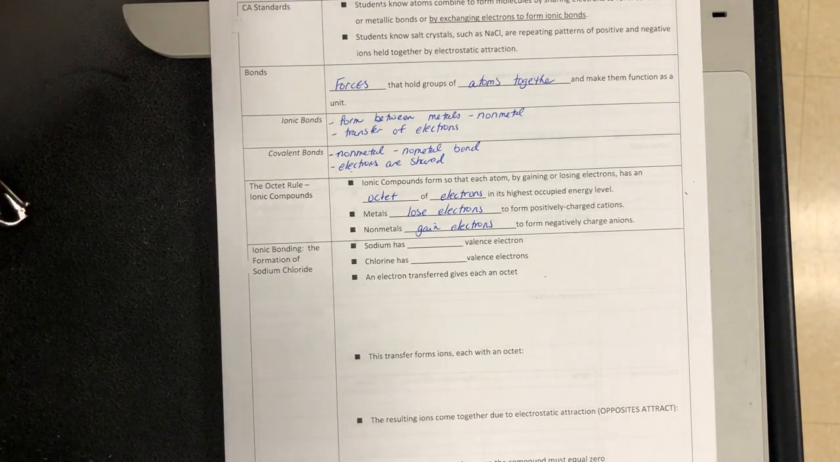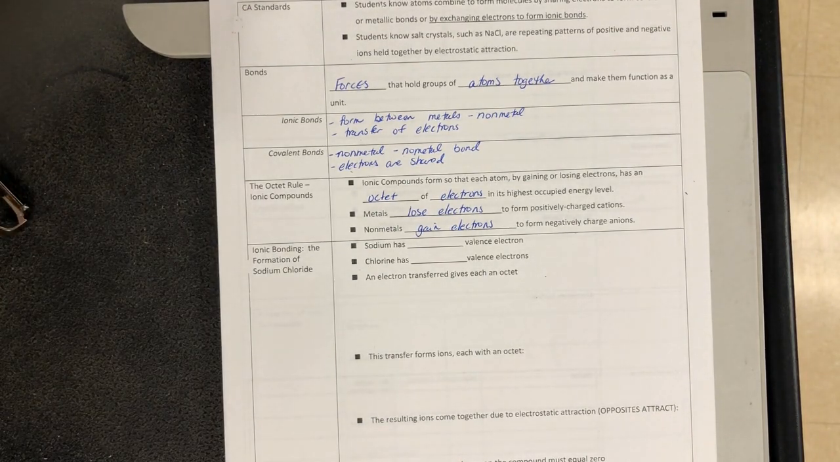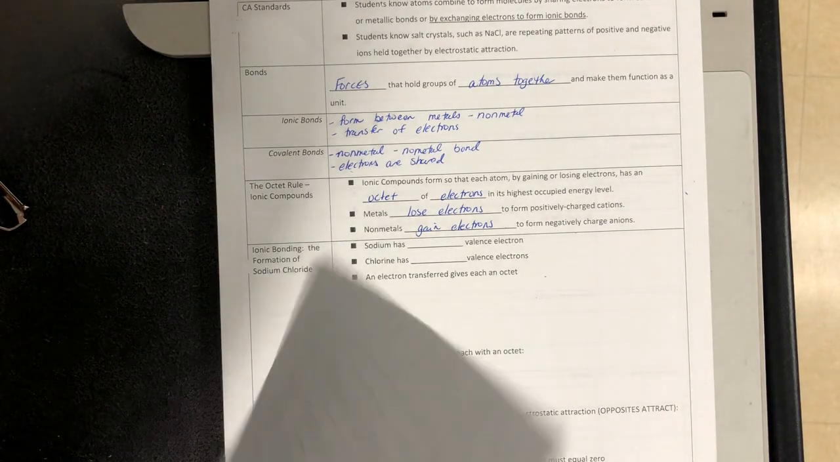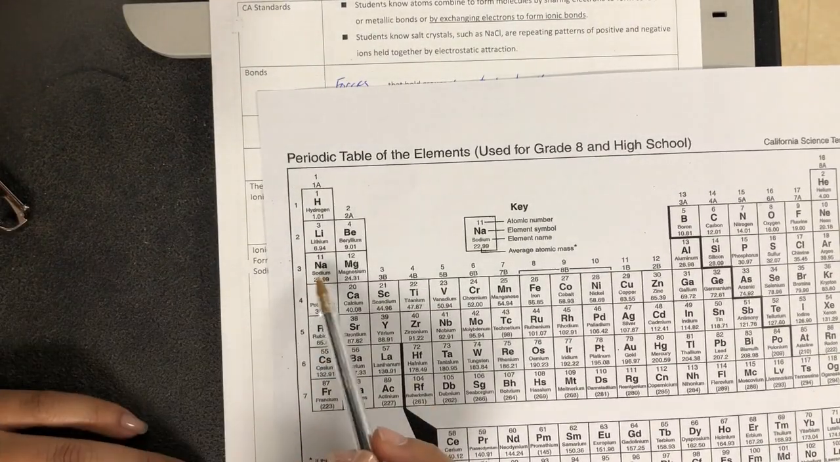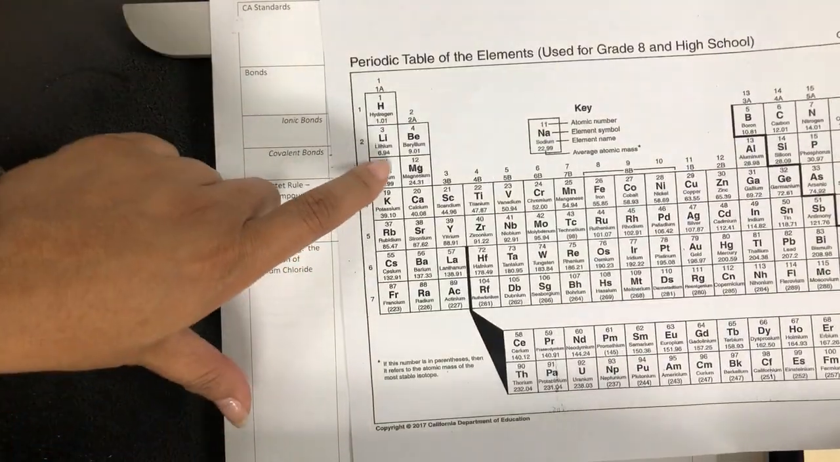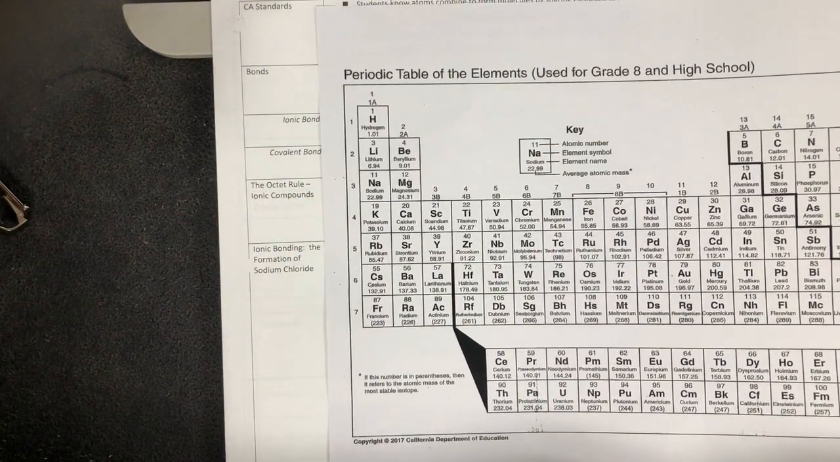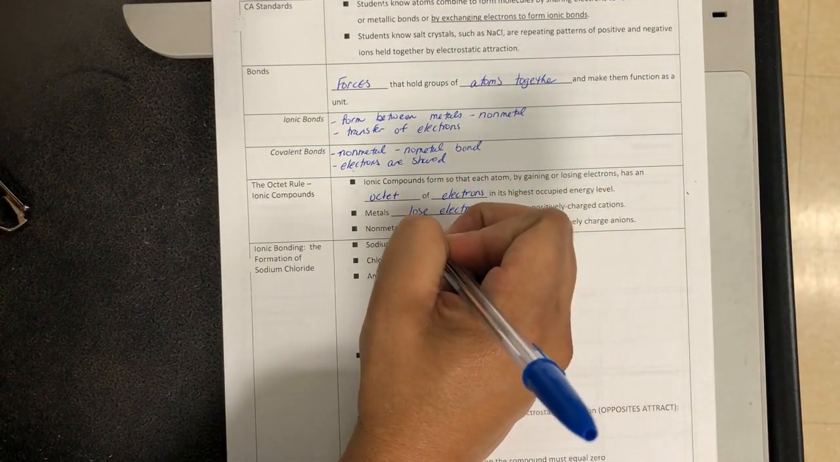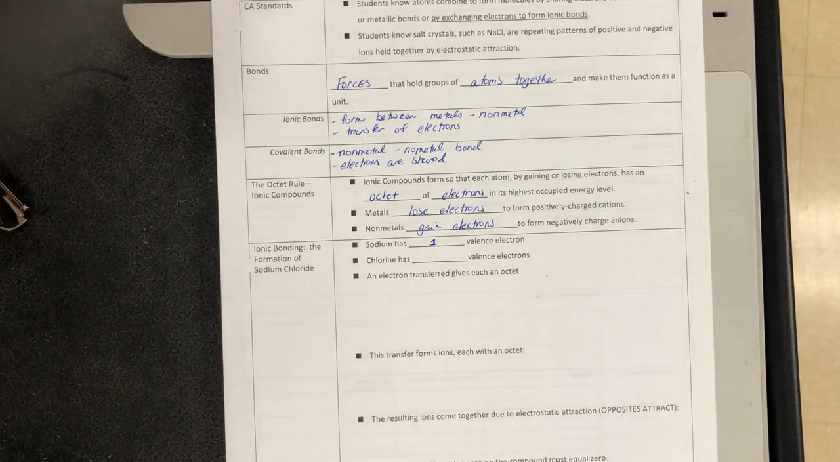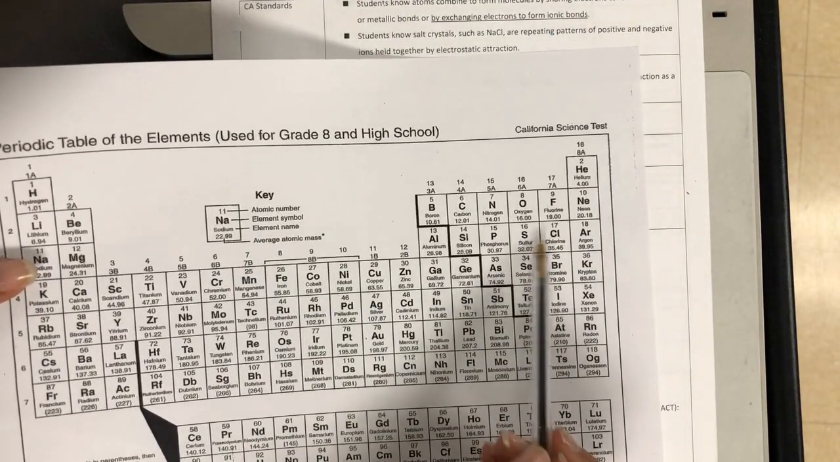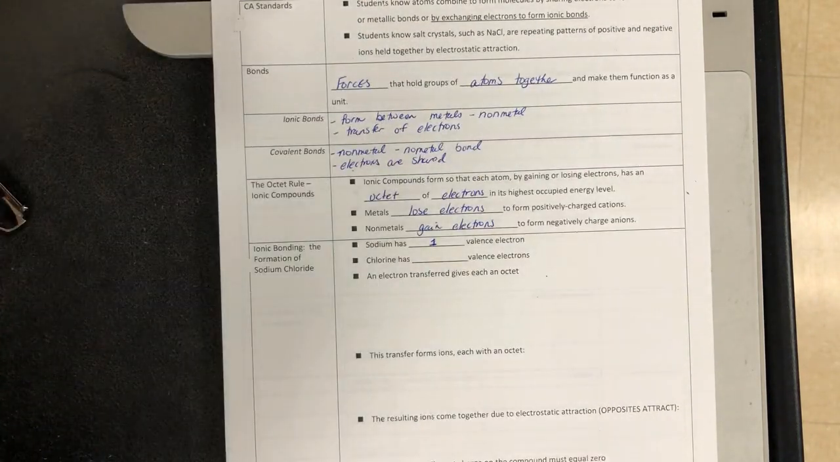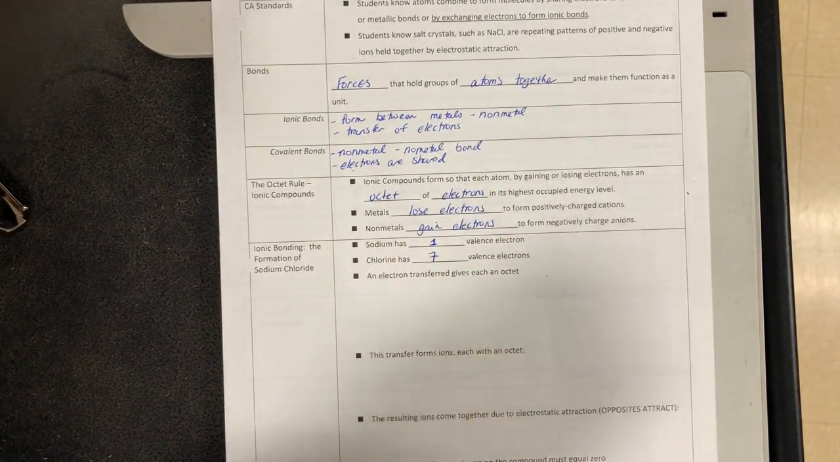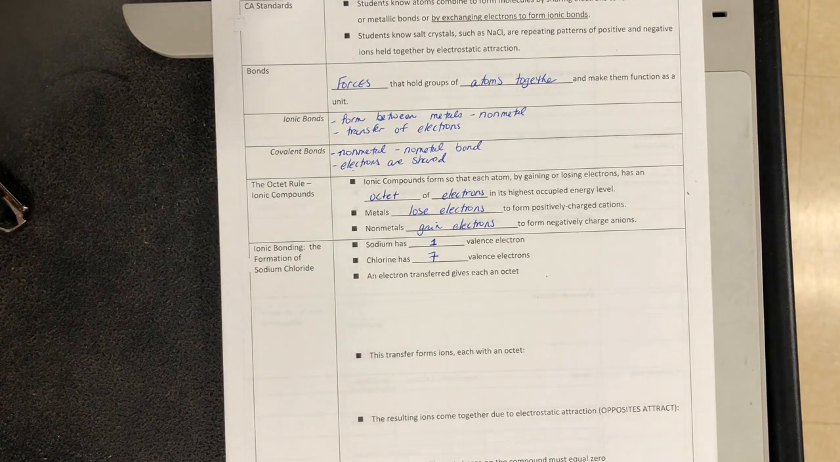So let's look at the next part down. It says sodium. Sodium has how many valence electrons? Here's sodium. It's in group 1, so it has 1 valence electron. Chlorine, right here, is in group 17, so it has 7 valence electrons. It says an electron is transferred and gives each an octet.